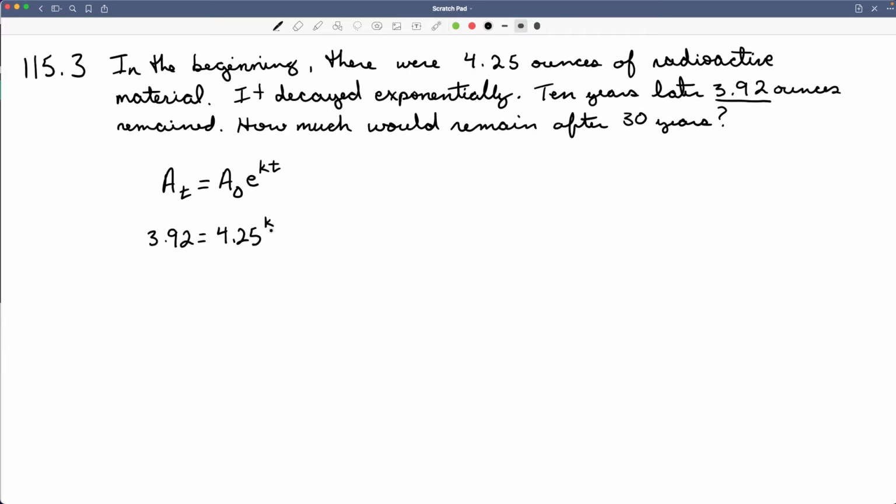We don't know what the rate of decay is yet, but we will find it. And the time is 10 years. So K times 10, or 10K, whichever way you want to think about it. So we know this is a factor. Oh, I forgot my e, sorry. We know this is a factor, so we can divide both sides by that.